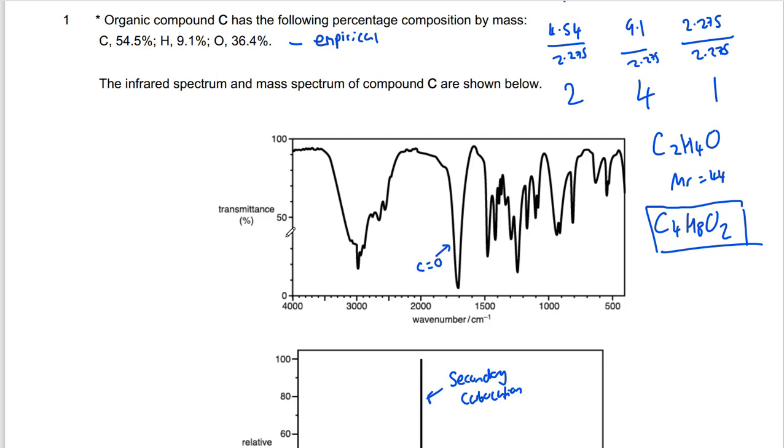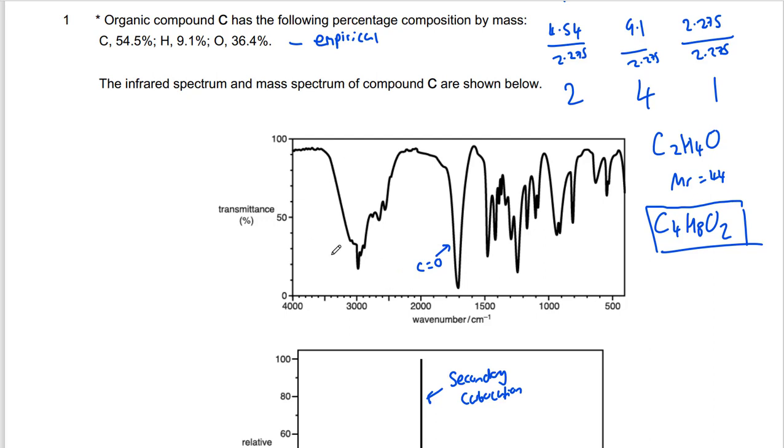Just as a bit of exam technique here. You don't have to write on the answer lines that the peak at 1700 indicates a C=O. You can just annotate your spectra. Okay, the examiners will look at your spectra, and if they are annotated correctly, there are marks awarded for that in the same way as if you wrote it down.